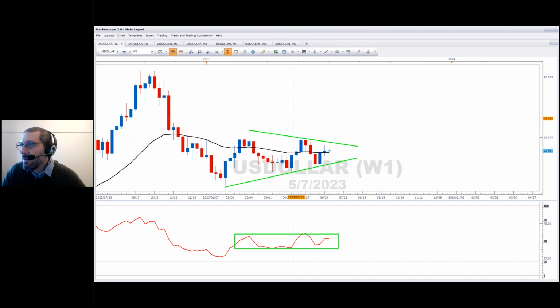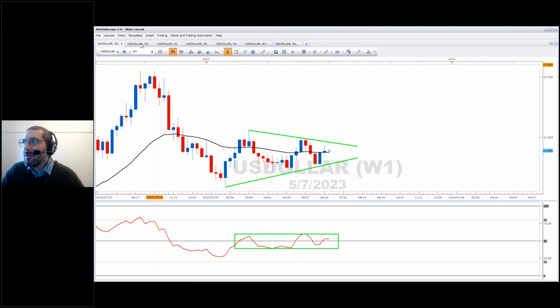We're moving in that symmetrical triangle. What we're trying to do is assess some sort of directional bias. At the moment, I don't see one. The 30-week exponential moving average is moving laterally. So that puts us in a very difficult position, because it means that the volatility is smaller, it's narrower.